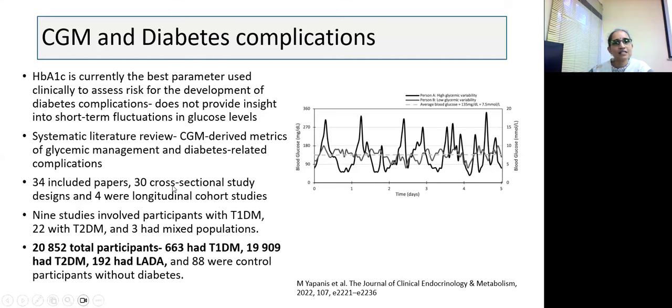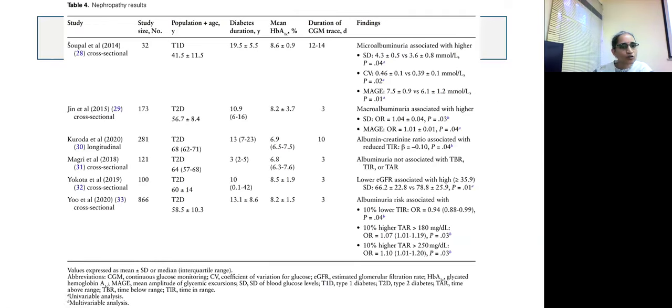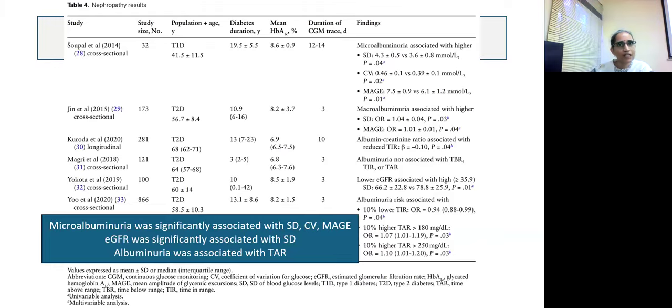CGM has also been studied in relation to its effects on diabetes complications. This was a study of 20,000 participants, including 22 studies on type 2 diabetes, 9 studies on type 1 diabetes, and 3 with mixed populations, to assess the effect of glucose variability on diabetes complications. So it was found that microalbuminuria was significantly associated with the standard deviation, the CV and the MAGE. EGFR was significantly associated with the standard deviation, and albuminuria with the time above range.